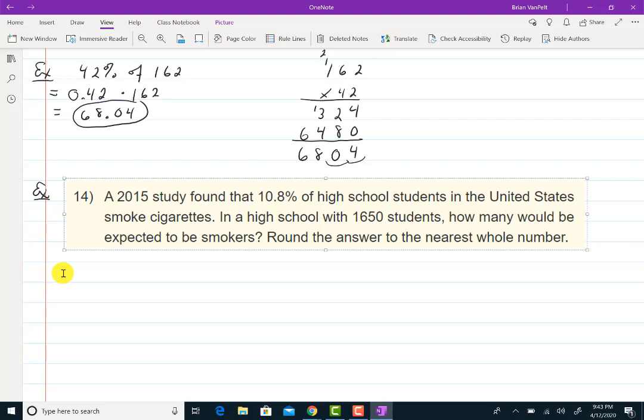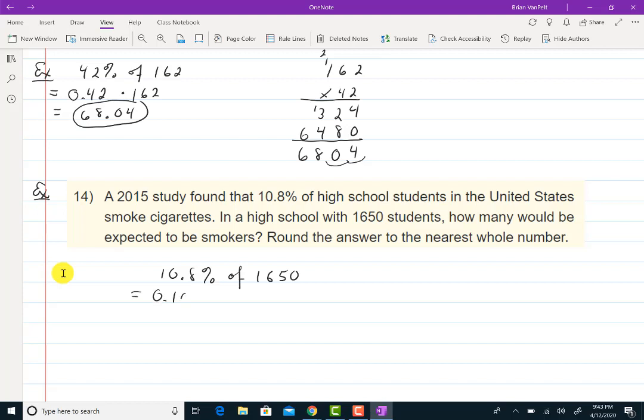So you would expect 10.8% of the school population, which is 1,650. And you can see you can write it just the way I was doing. This is 0.108 times 1650. So as usual, I'll multiply it all out, ignoring decimals until I get to the very end.